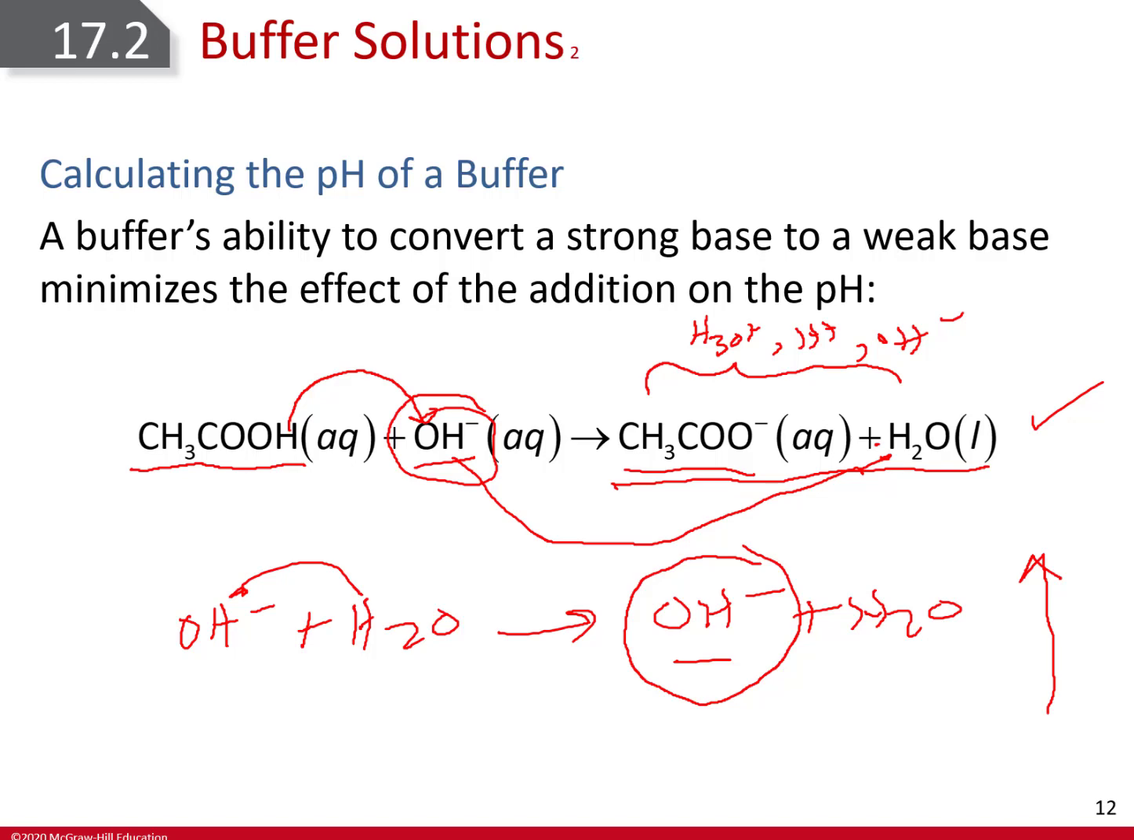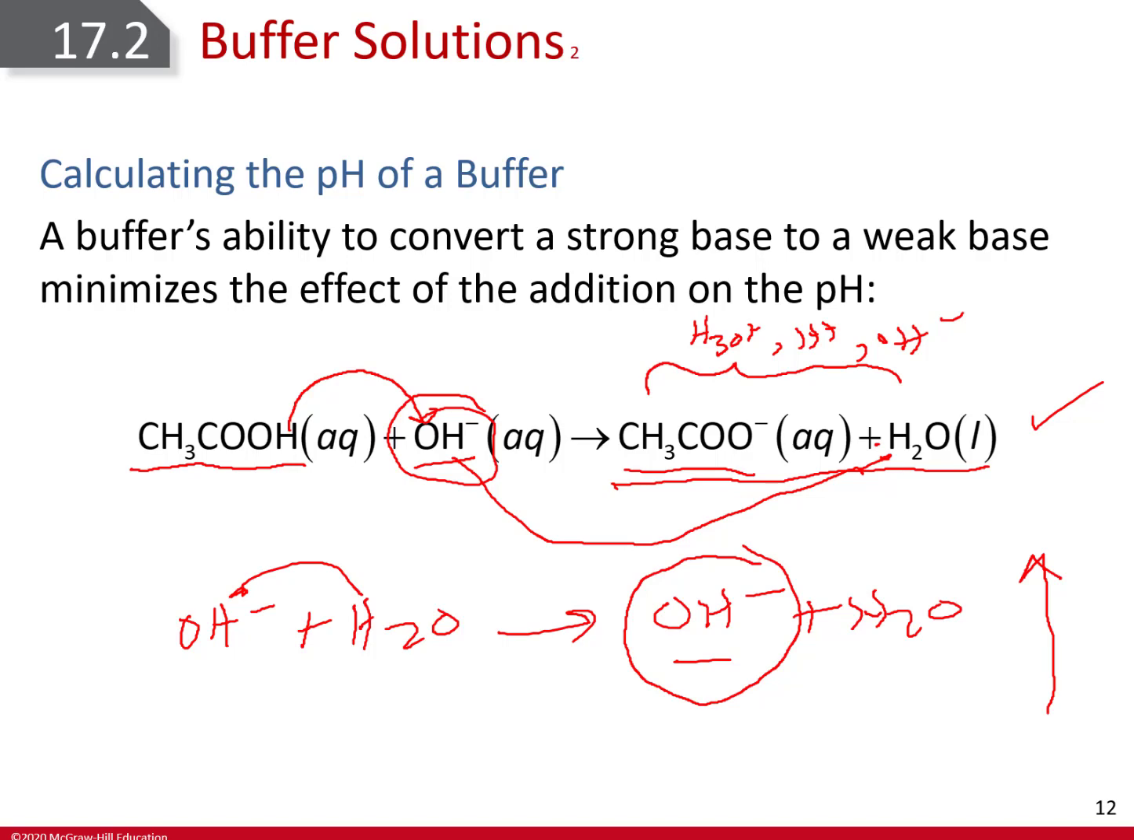So again, what is a buffer? A buffer must be a weak acid and its conjugate base, or a weak base and its conjugate acid. Both of those components have to be present. And the reason why both components have to be present is that a buffer has to be able to absorb both acid and base. If it absorbs only acid, it's not a buffer. If it absorbs only base, it's not a buffer. It has to be able to absorb both acid and base.